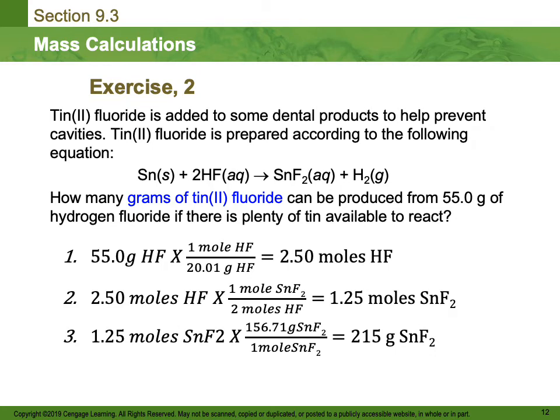And finally, the last step: 1.25 moles of tin(II) fluoride, I forgot to subscript that 2, times the molar mass of tin(II) fluoride. But now we see that the moles on top and the moles on bottom cancel, and we end up with grams of tin(II) fluoride produced for every 55 grams of HF that react.